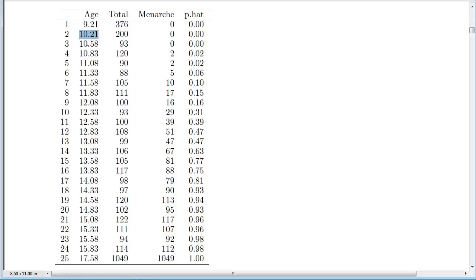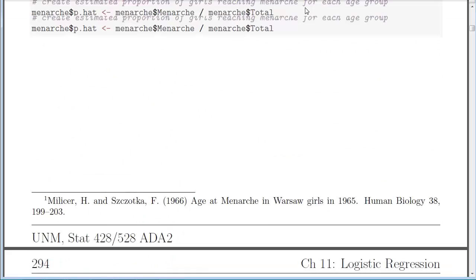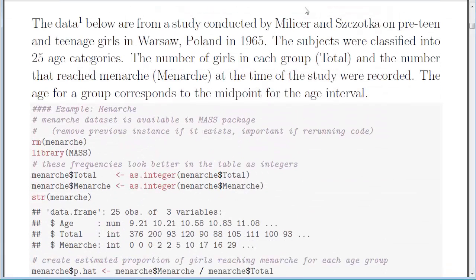Then we continue, and we've got these different age categories. By the time you get up to about 13 years old, about half of the girls in those categories have had their first period. By the time you get up to about age 15, about 96%, and by the time you're 18, basically everyone at that point has had their period.